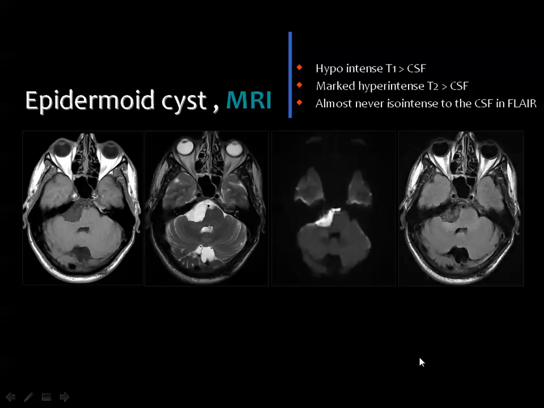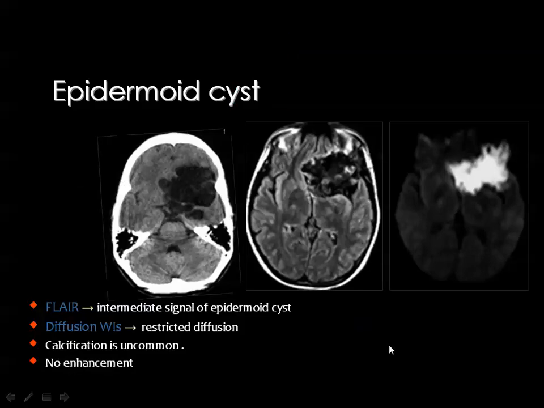And the second difference is in the diffusion weighted images. In the diffusion images, the epidermoid cyst will show restricted diffusion, but the arachnoid cyst will show free diffusion.